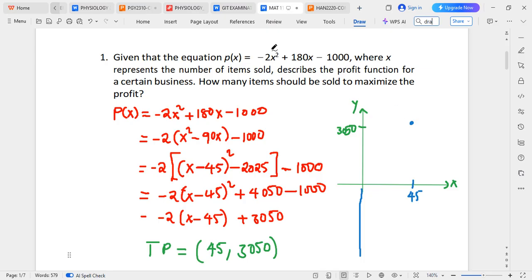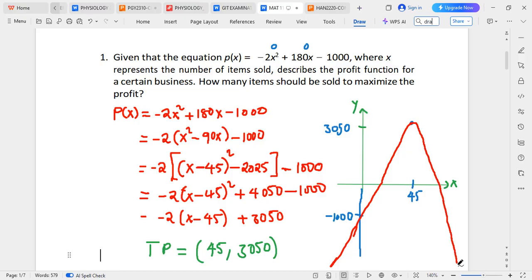When x is 0, put 0 here. What will be the value for y? y will be negative 1000. So negative 1000 is somewhere here. This other value is a 3050. So this graph is actually going to come and pass at negative 1000. That's the y-intercept, and then it turns in this direction and goes like that.